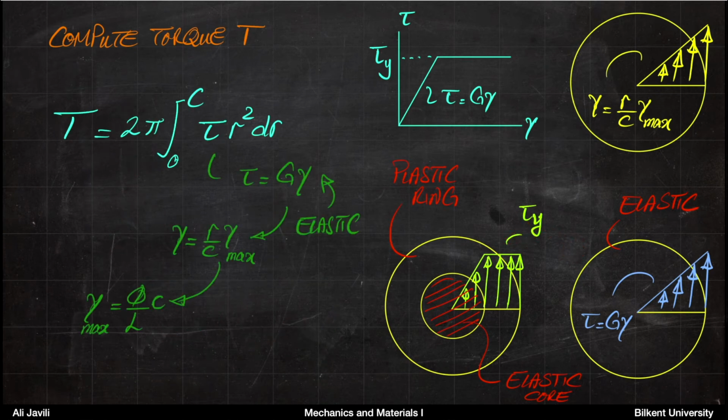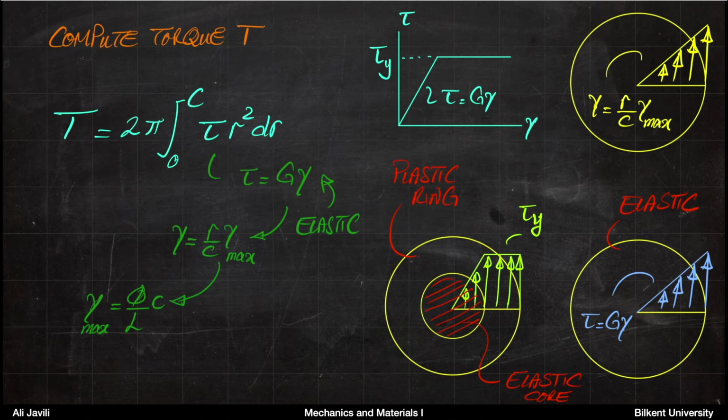So we begin with the elastic one. Assuming that we have an elastic deformation, we start with our generic formula that we just had, but now we know that because it's elastic, you can write shear stress equals G gamma, and then you can write gamma equals R over C gamma max. This is our general relation, so this is always valid and you are allowed to do that.